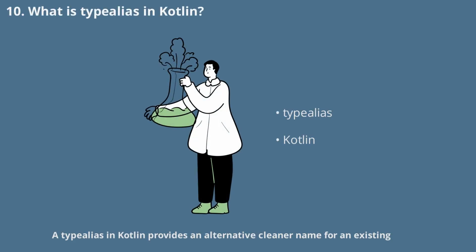Typealias in Kotlin provides an alternative, cleaner name for an existing, complex, or long type signature. It doesn't create a new type, but acts as a shortcut, improving code readability and maintainability, especially in large projects.